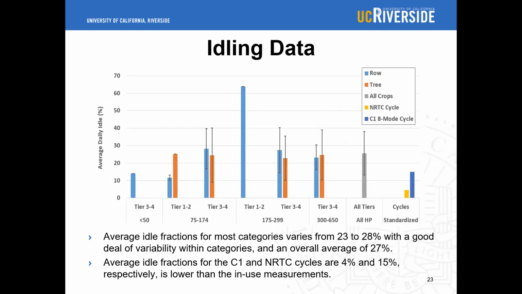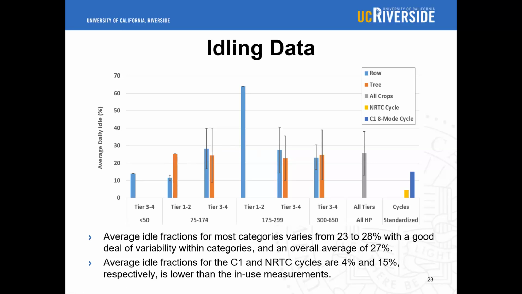Okay, so idling data, we did see a bigger deviation here. The y-axis is percent of daily idle, and going across, we have the horsepower increasing, the different tier levels, and then the gray bar represents the overall average. On the far right side, we have idle percentages from the two main cycles being used for the certification of these agriculture and off-road engines. What you can see is that we generally are seeing idling percentages anywhere from 20 to 30%.